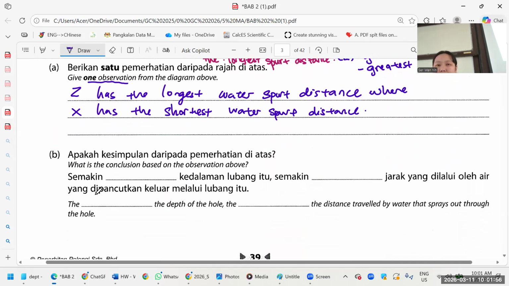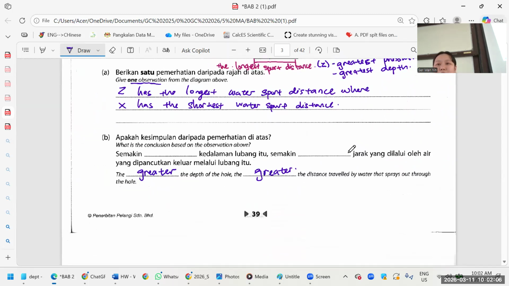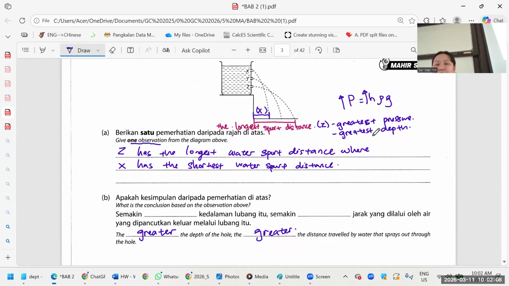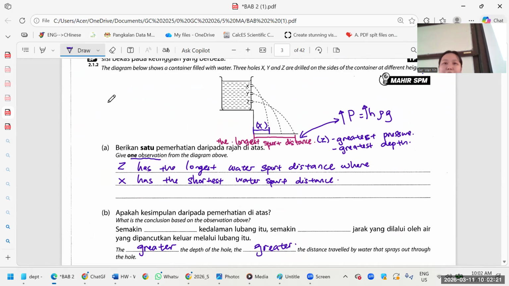Okay, so what is the conclusion? Yep. So we can get a conclusion. The spurt distance indicates the liquid pressure. Okay. So seems like you understand. Seems.